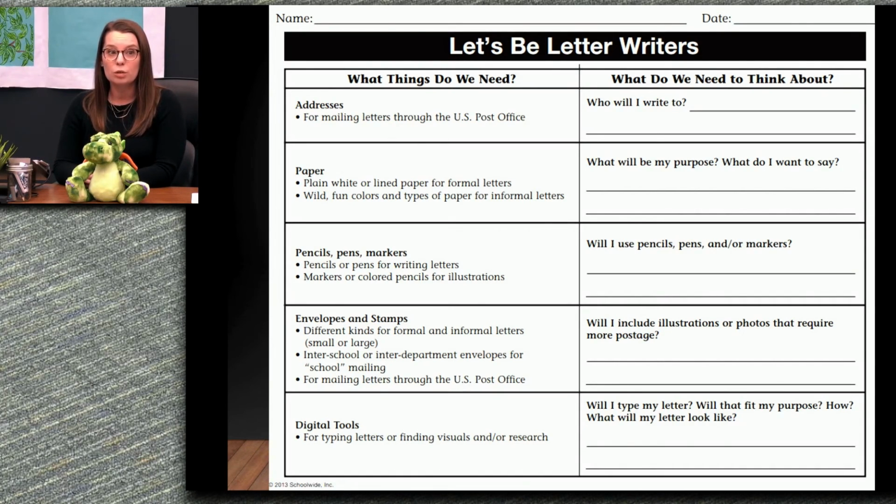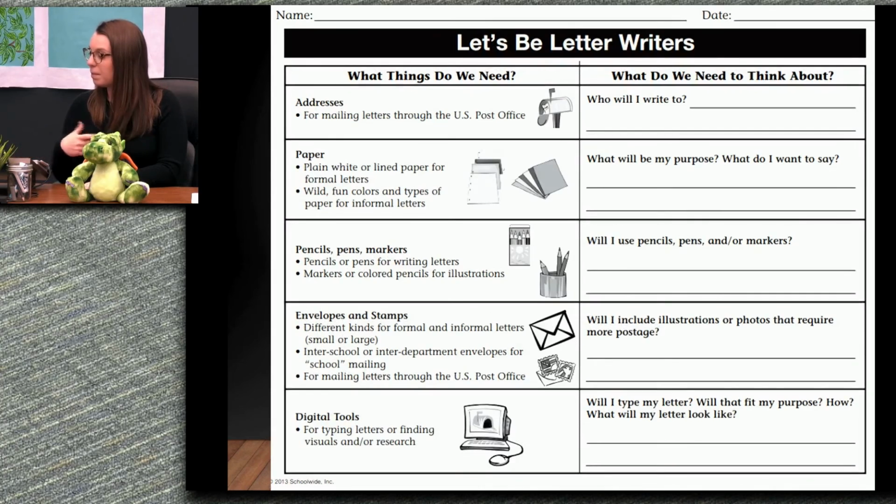Now, there's two different charts called Let's Be Letter Writers, and they're very similar. I'm gonna let you choose which one you want. This one has lots of text, but the next page has pictures to help you. So these questions will help us decide which kind of letter you're gonna write, and I'm gonna encourage you to write more than one draft today.